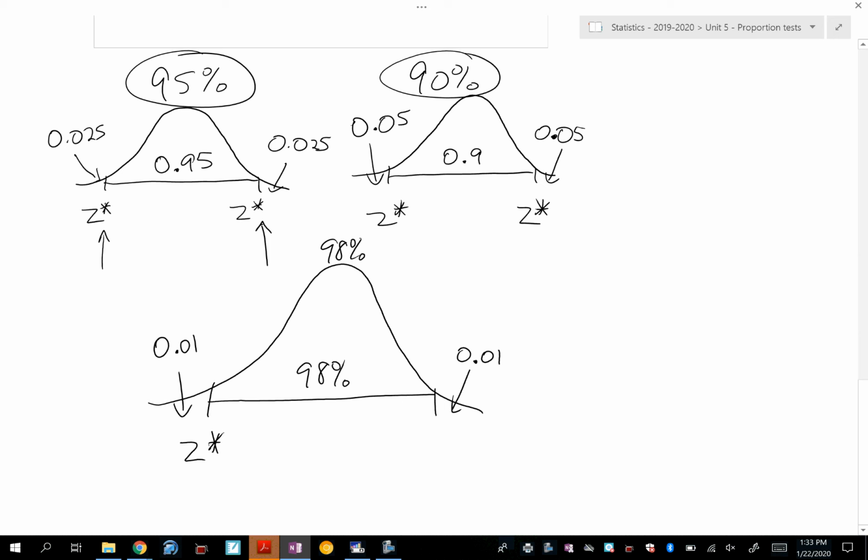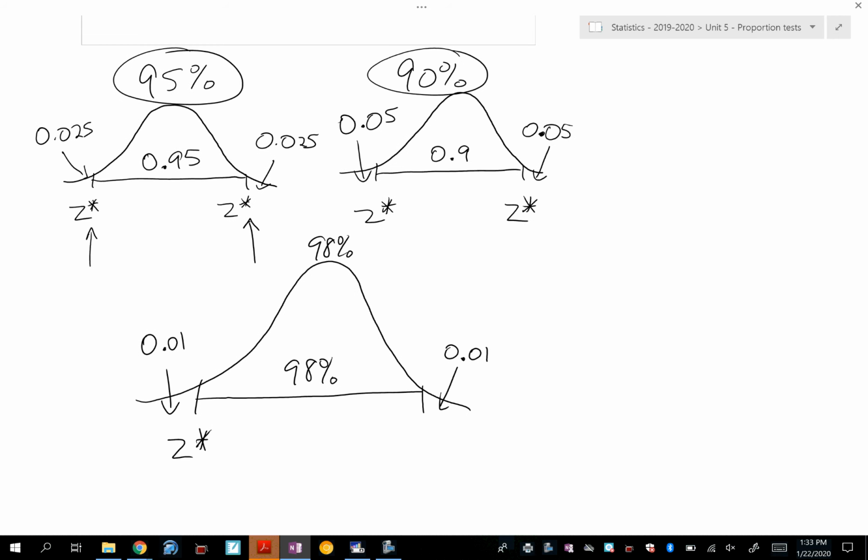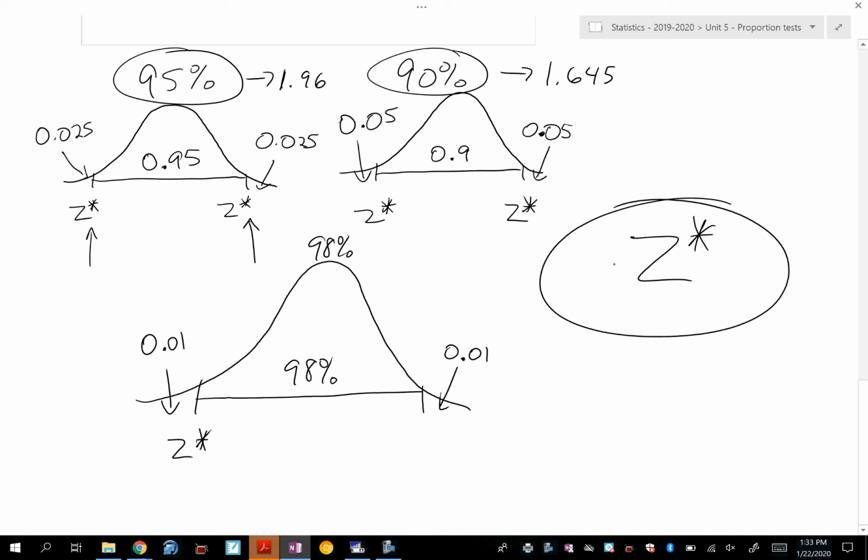Any questions about how to find your z stars? Again, memorize these two. They're the most common. Do you need me to write them down again? This one is 1.645. This one is 1.96. Memorize those z stars. Z star, called critical values.